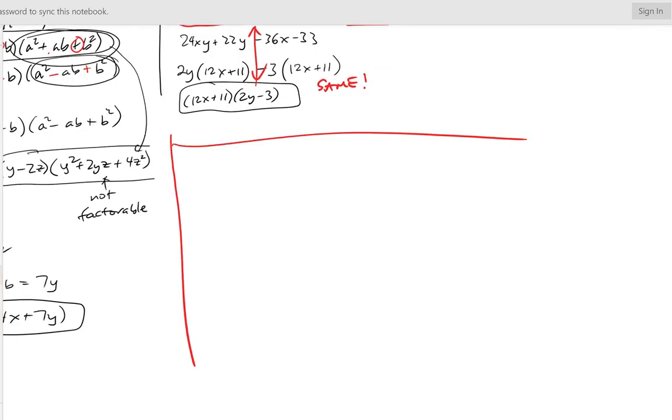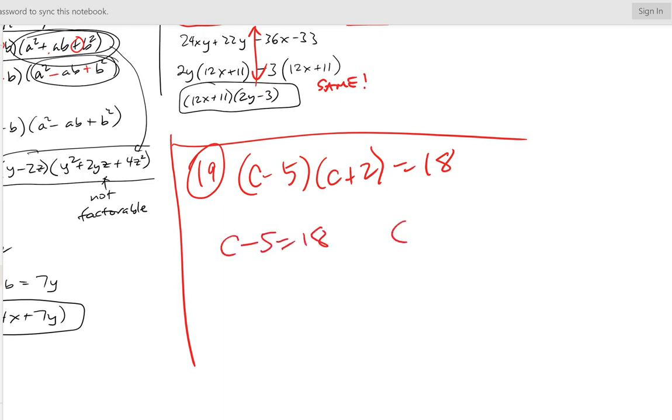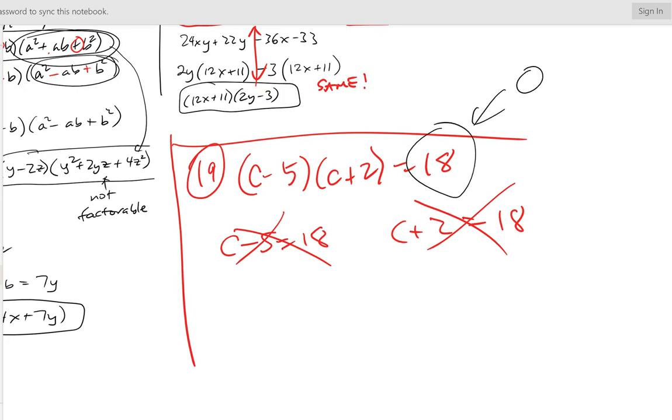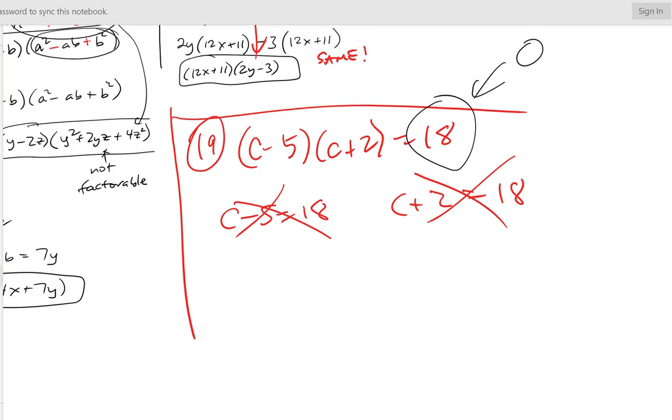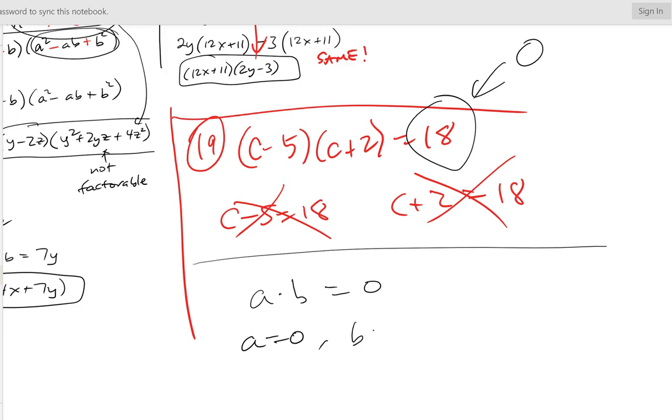So for 19, c minus 5 times c plus 2 equals 18. A lot of students do this: c minus 5 equals 18, and then c plus 2 equals 18. This is wrong because you can only do this if what's on the right is 0. Where all this comes from is if you have two terms, a times b equals 0, one of them has to be 0 because 0 times anything is 0.